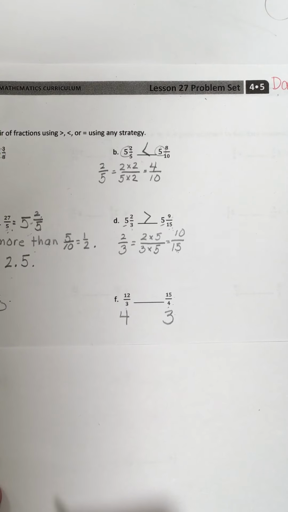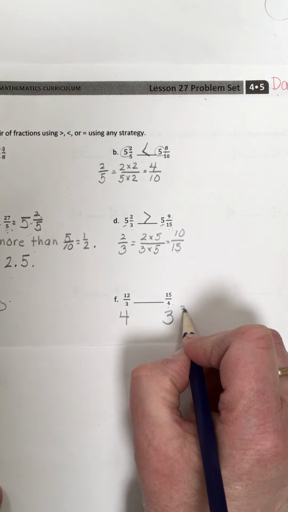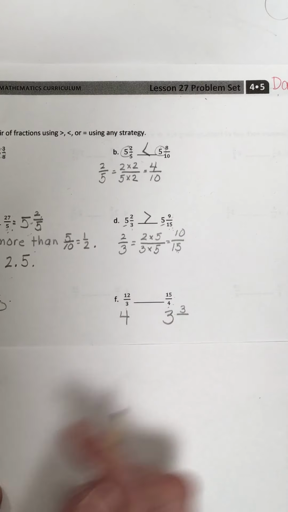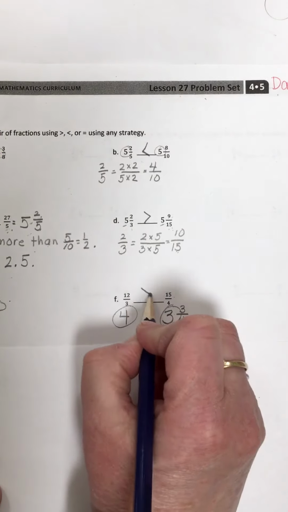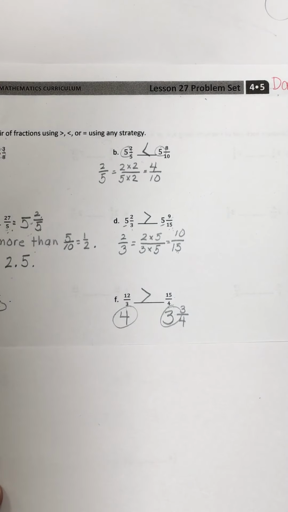4 times 3 is 12. So 15 minus 12 is 3. That's my new numerator. I keep the same denominator. Now I can compare whole numbers. 4 is definitely greater than 3, which makes 12/3 greater than 15/4.